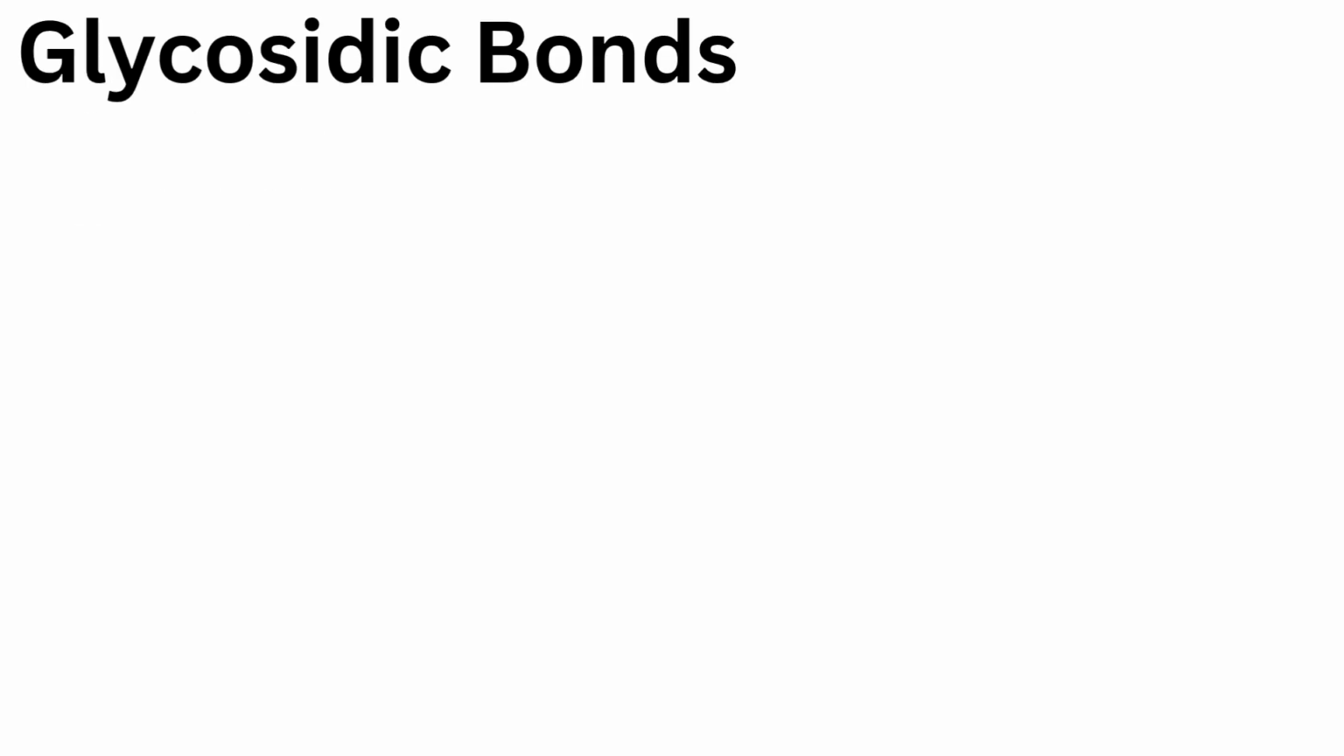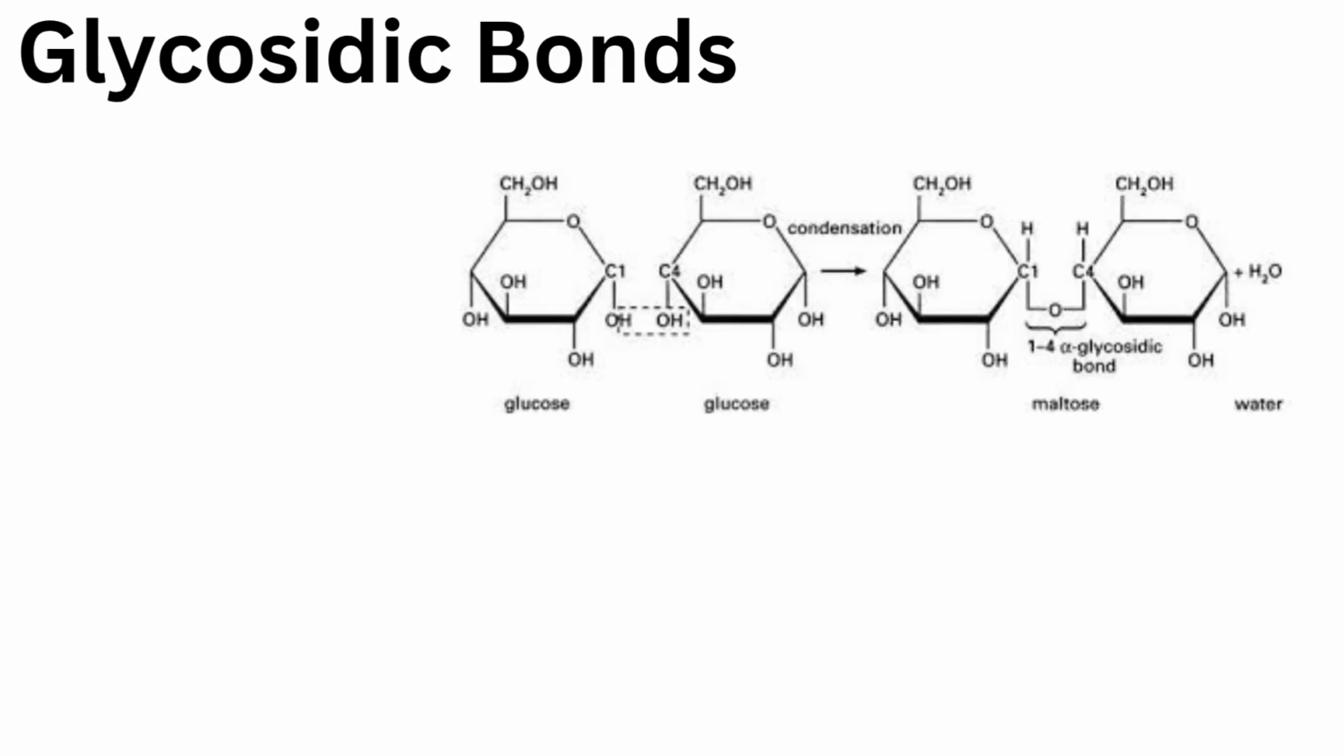Now, you may be wondering how the glucose molecules stick together in polysaccharides. When glucose molecules join together, they form a bond between carbon 1 of one glucose and carbon 4 of the next glucose in a condensation reaction. That's why it's called a 1,4-glycosidic bond.